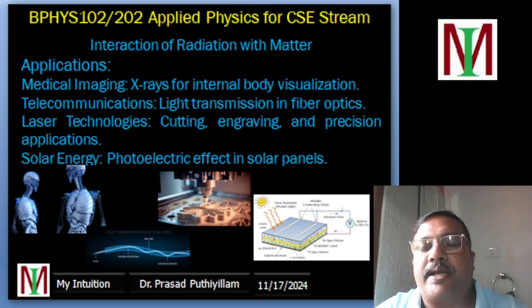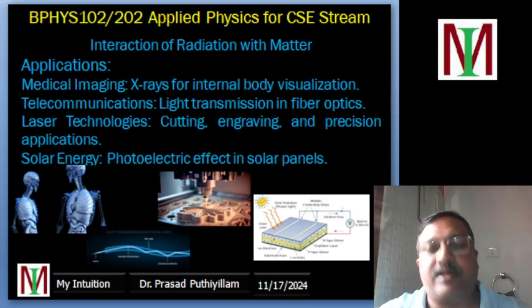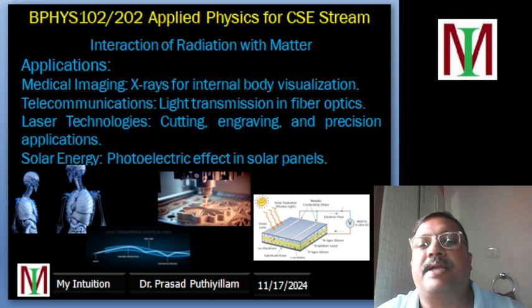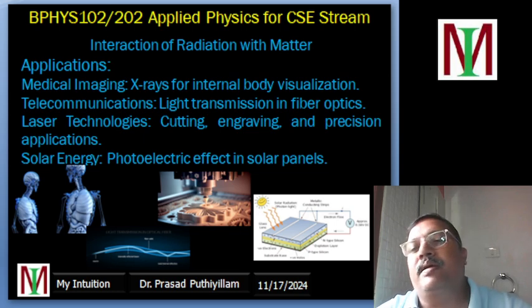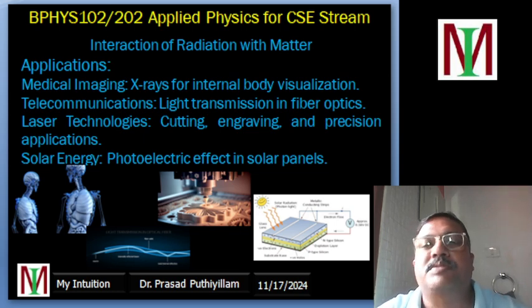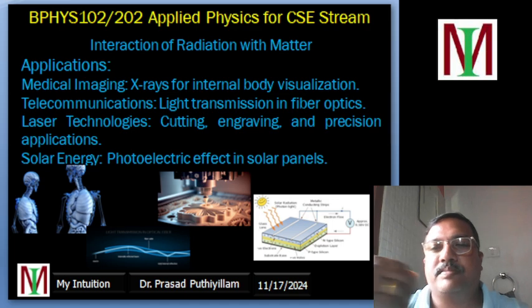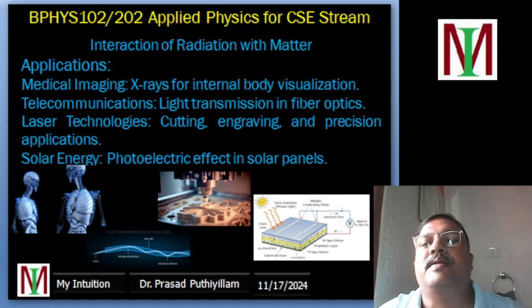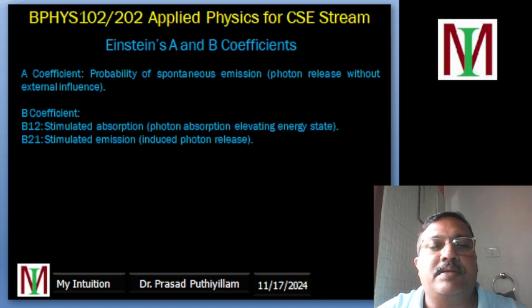Then comes solar energy, solar panels, the photovoltaic cells, PV cells. They utilize the photoelectric effect, where sunlight radiation strikes the semiconductor material, mainly silicon, and knocks the electrons loose. Electrons become free, so that they pass through an external circuit, generating electrical current. Okay, still more are there.